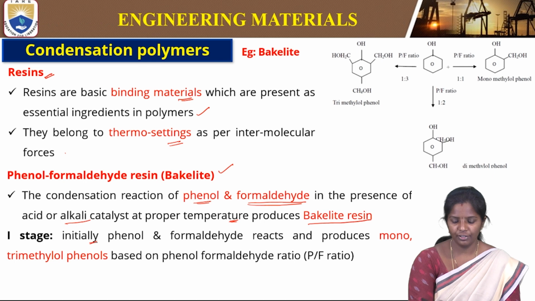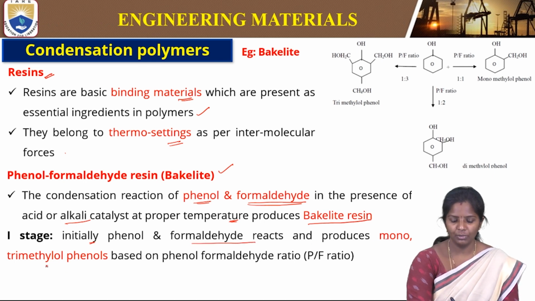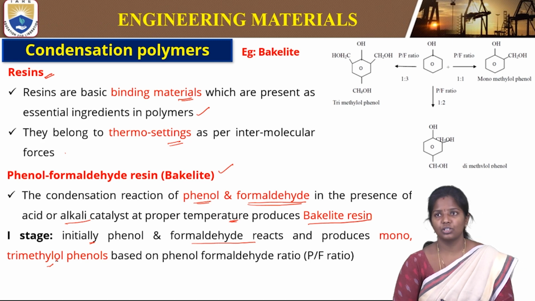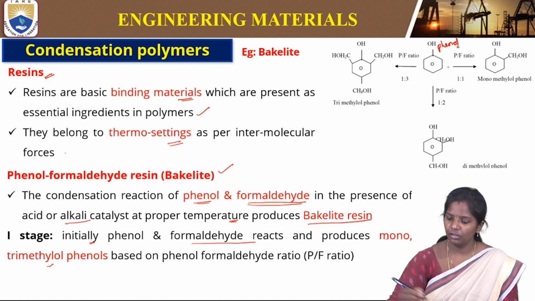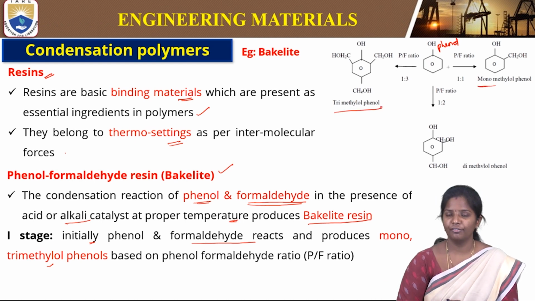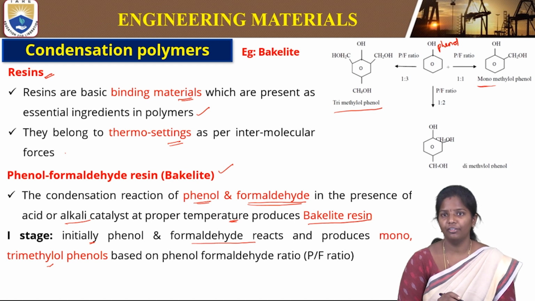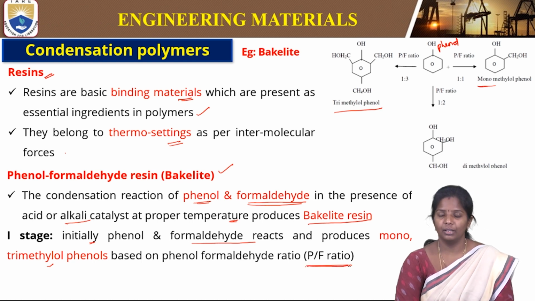So initially phenol and formaldehyde react to produce monomethylol phenols. So this is phenol. When phenol reacts with formaldehyde, it will form either monomethylol phenol or trimethylol phenol, depending on the phenol to formaldehyde ratio. So this is very important. The P by F ratio is very important.